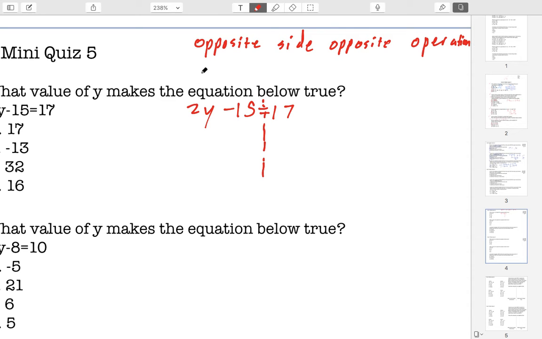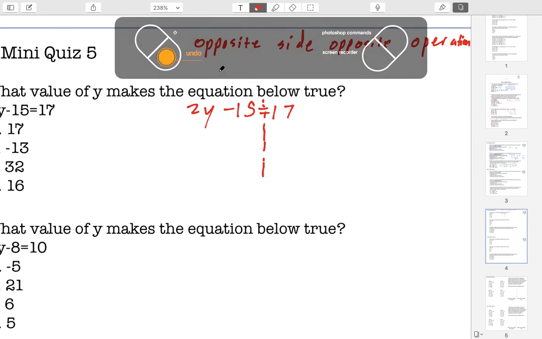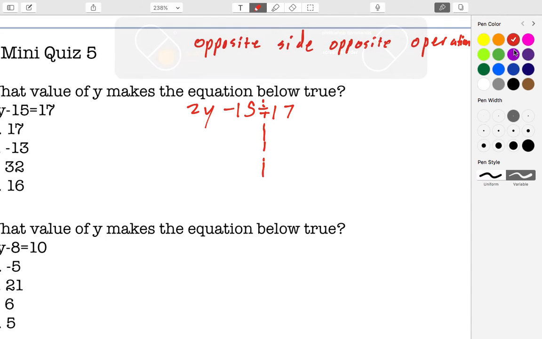Okay, and then if it is on the same side, let's change the color. If it is on the same side, you're going to combine like terms.